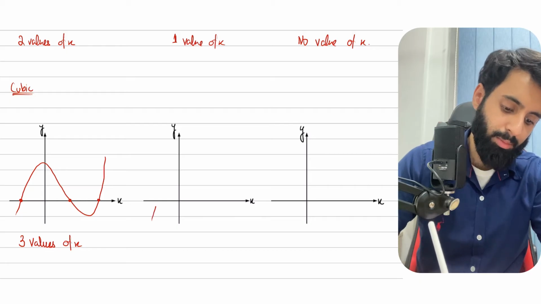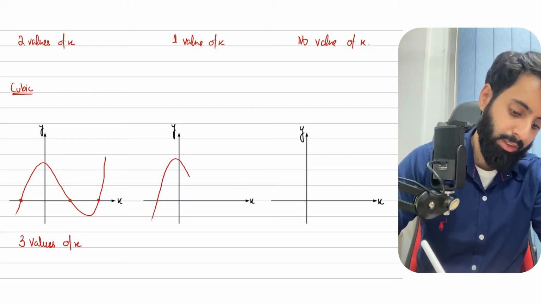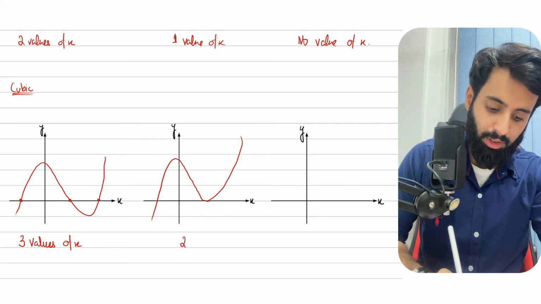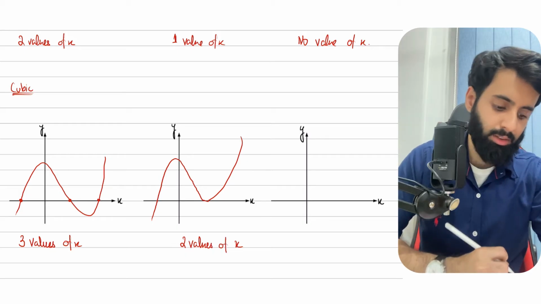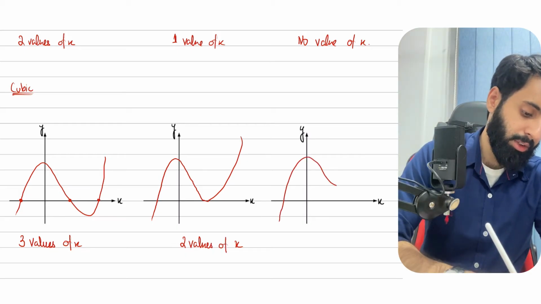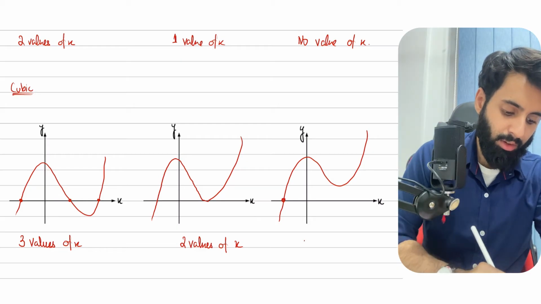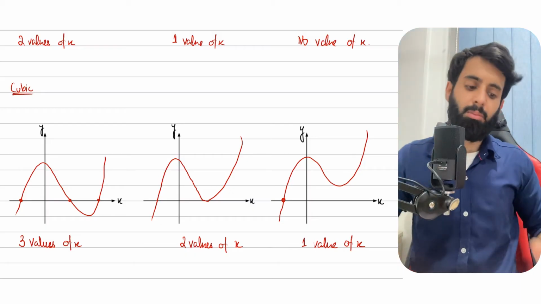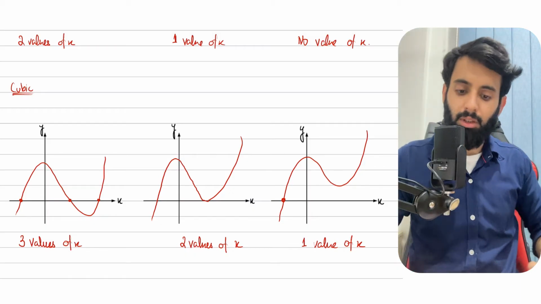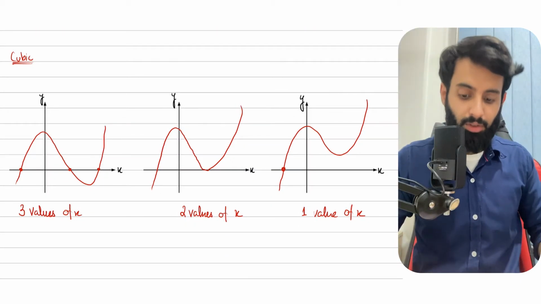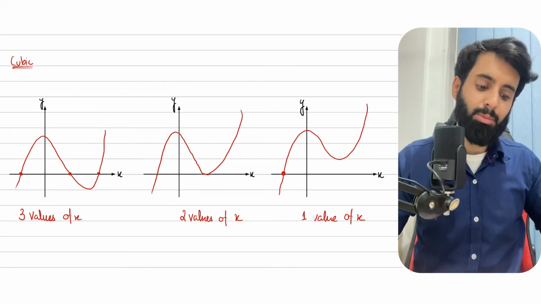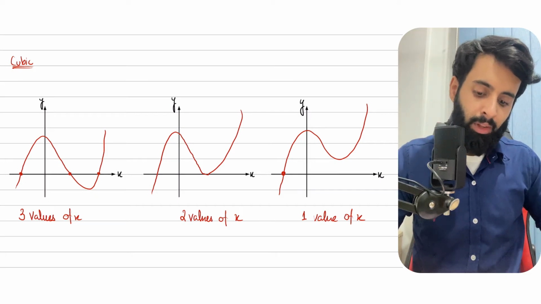Or it's possible that at one point it cuts and at one point it's just tangent to the x-axis. Excuse my drawing please. But in this case, you will just have 2 values of x. And in some cases, it's possible that you may just have 1 value of x. So it's important to keep this at the back of your mind that whenever you're solving a cubic equation, the maximum number of answers that you can have is 3 and the minimum number of answers is 1. That's because of the shape of the cubic curve.